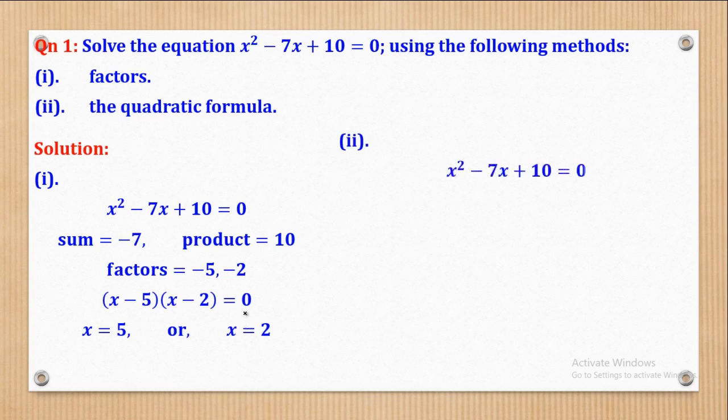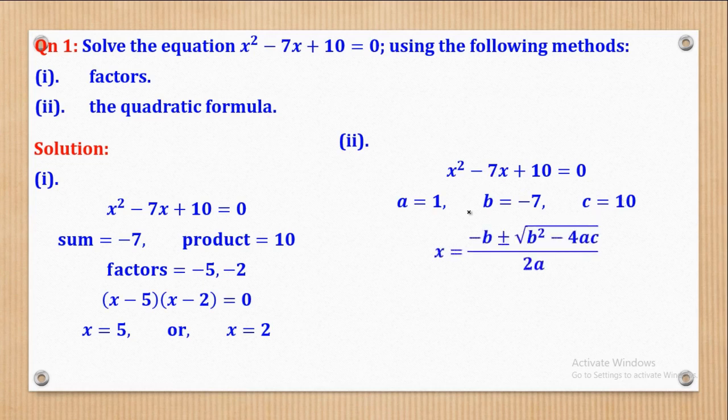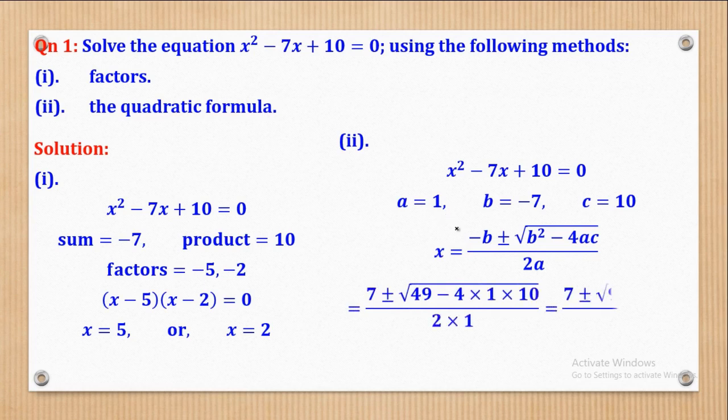That is part 1. Part 2, we shall use the quadratic formula. Now here we shall compare. Coefficient of x squared is 1. Coefficient of x is -7, and the constant is +10. Now that we have got a, b, and c, we shall first write the quadratic formula, then we substitute. When I substitute, where there is b, I'll put there -7. Here b squared is that. Then a is 1, c is 10, a is 1. When I simplify, I'll come up with this.